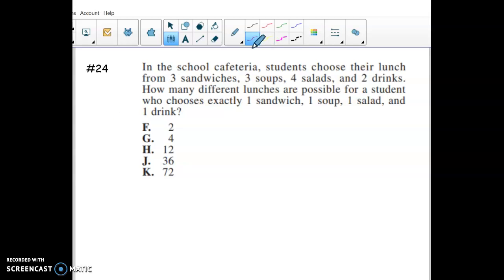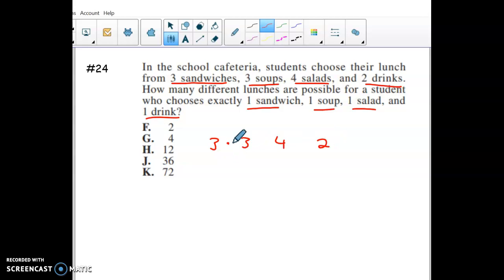All right, so number 24 here, this is actually the counting principle. The way we know this is you're picking one of each from multiple categories. In fact, four categories. You're picking out of the sandwiches, the soups, the salads, and the drinks. So you have three choices when you pick your soup, four when you pick your salad, and two when you pick your drink.